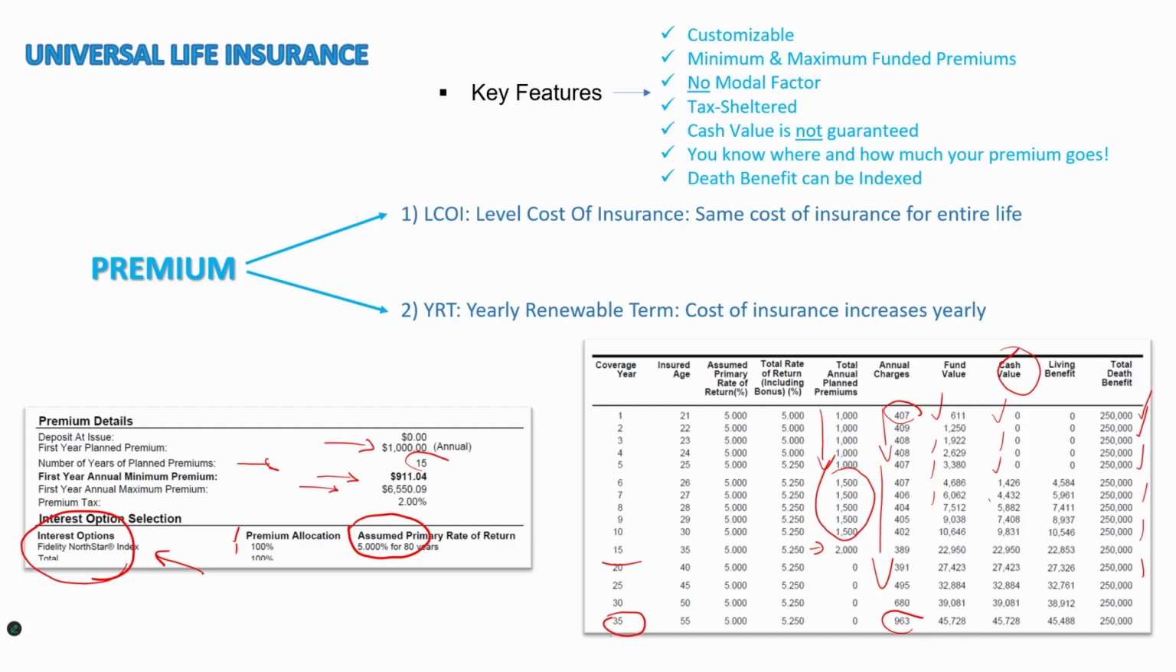So again, let's say after 35 years, when I have $45,000 in my account, if I take out, let's say $30,000, then this $30,000 is going to come out of my death benefit. So my death benefit is now going to be 220, right? So if I take out $30,000 out of this $45,000, then it's kind of like I'm taking out $30,000 from my death benefit. So this is how a universal life insurance works. Customizable, no model factor, tax sheltered. You can decide and you can make any changes you want.